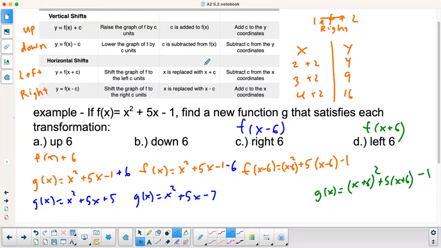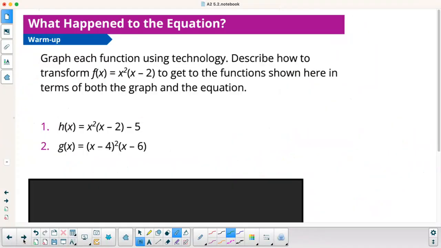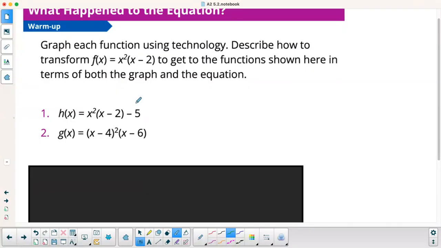All right. So it's important to have this table. It'll be very, very helpful. All right. Graph each function using technology. Describe how to transform to get the function shown here in terms of both the graph and the equation.